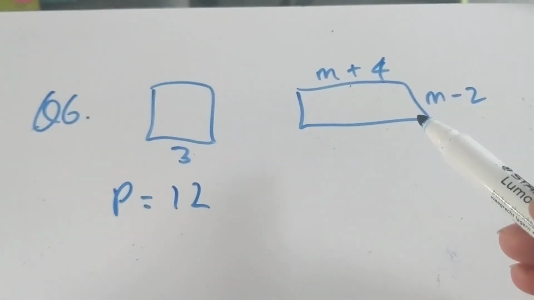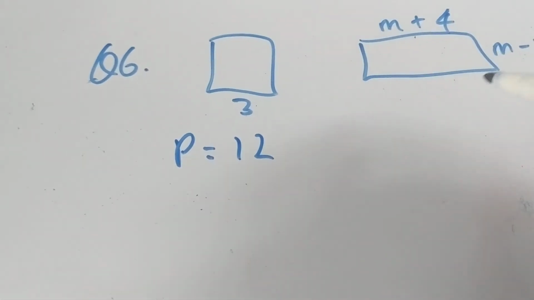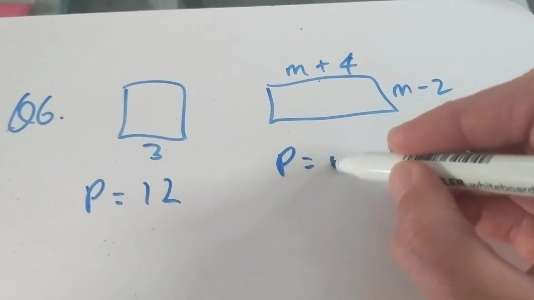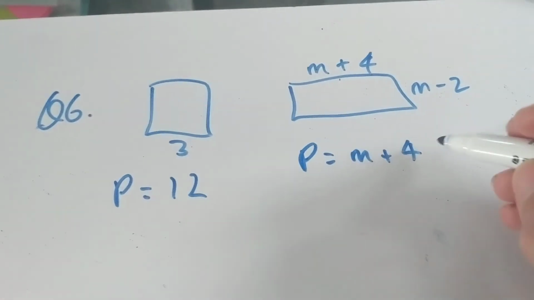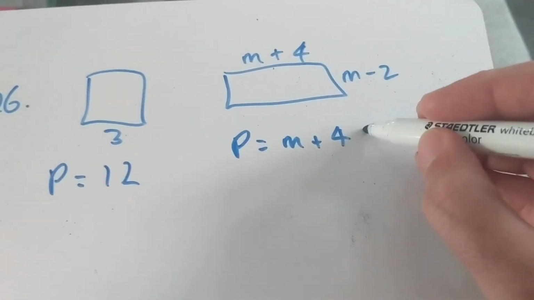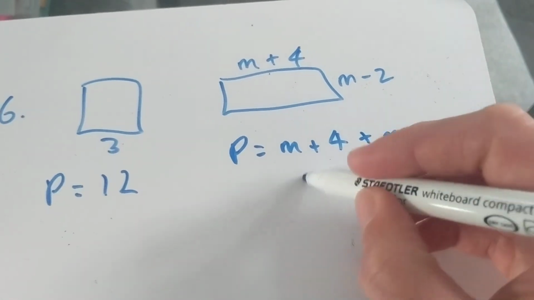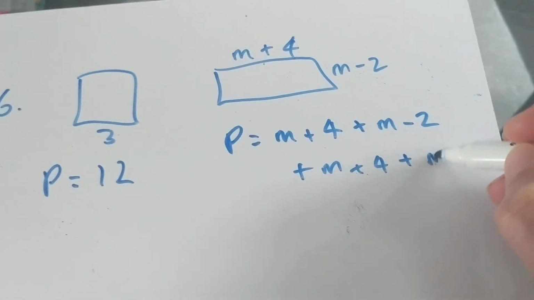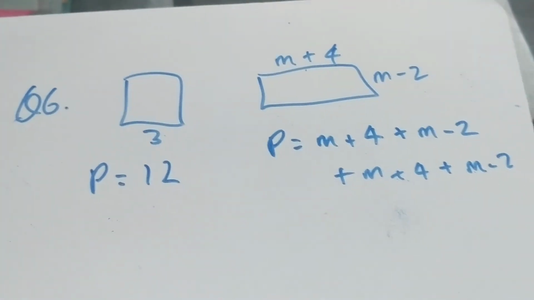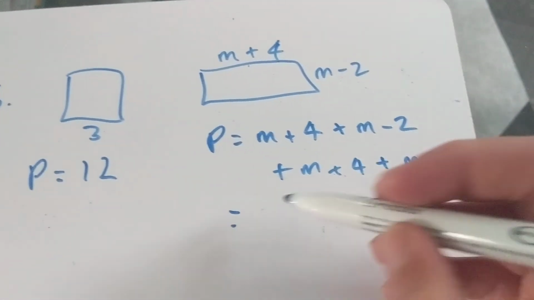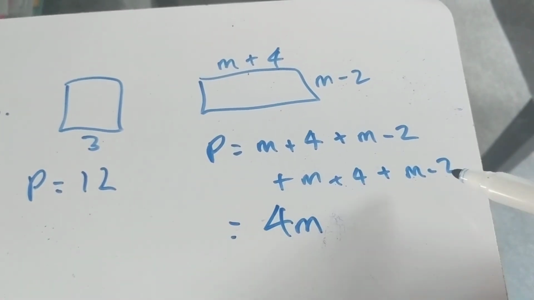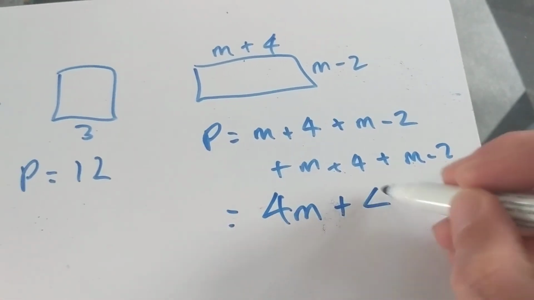And for the perimeter of this rectangle here, you've got m plus 4 plus m minus 2 plus m plus 4 at the bottom plus m minus 2 at the other side. You're just adding it all up. So you end up with 4m. 4 add 4 is 8, take away 2 is 6, take away 2 is 4, so 4m plus 4.